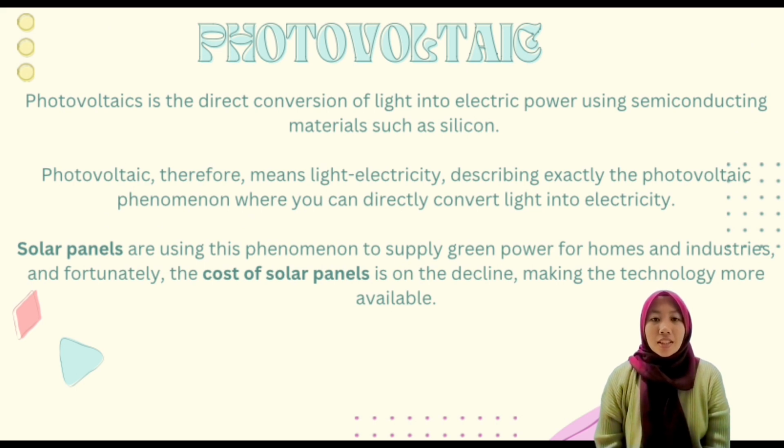Photovoltaic is the direct conversion of light into electric power using semiconducting materials such as silicon. Photovoltaic therefore means light electricity, describing exactly the phenomenon where you can directly convert light into electricity. So solar panels use this phenomenon to supply green power for home and industry. And fortunately, the cost of solar panels is on the decline, making the technology more available.